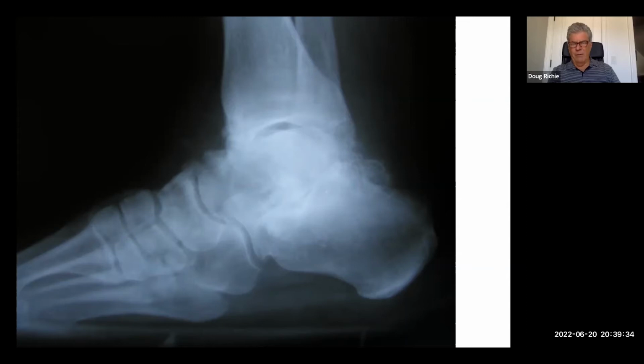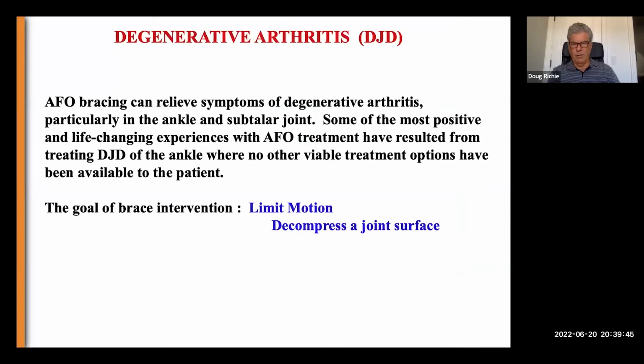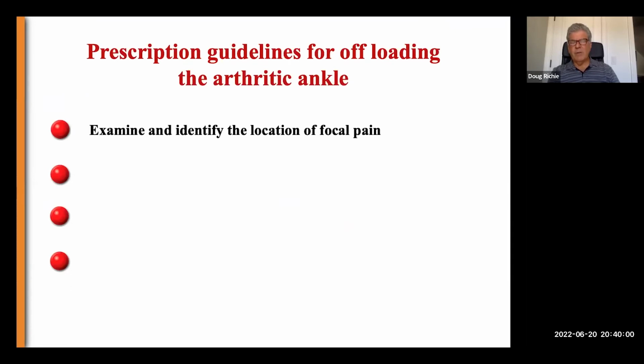In every case, I would recommend considering functional bracing because in our experience, we're able to decompress and offload these arthritic joints of the ankle and hindfoot with a Richie brace with modification. Our goal of brace intervention is either to limit motion or, more importantly, decompress a joint based on the deformity and the loss of cartilage. This requires the clinician to both carefully examine the patient and identify the location of focal pain within the joint. Determine if there is frontal plane deformity, particularly in the ankle, because we can use a brace modification to address that deformity.